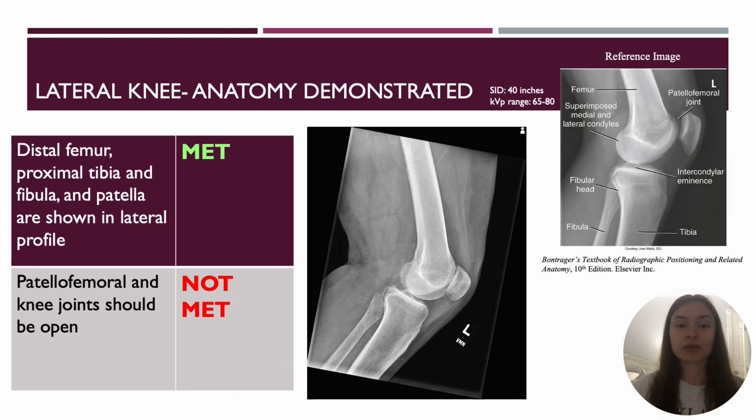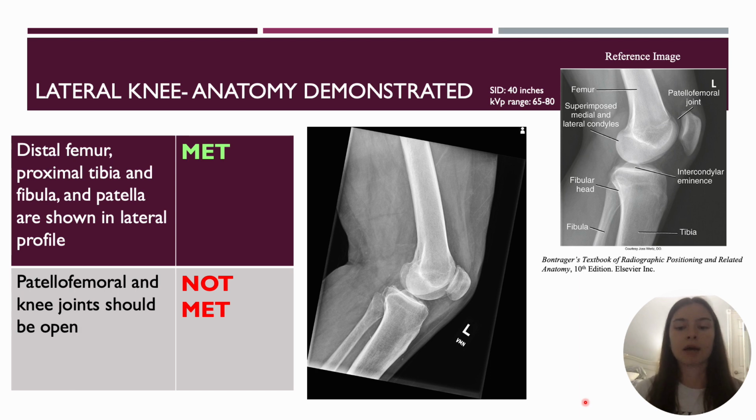Lastly, we have the lateral knee anatomy demonstrated. So the first criteria is distal femur, proximal tibia, and fibula and patella are shown in lateral profile. When you look at the image, you can see that all of those structures are in lateral profile. The next criteria is patellofemoral and knee joints should be open.